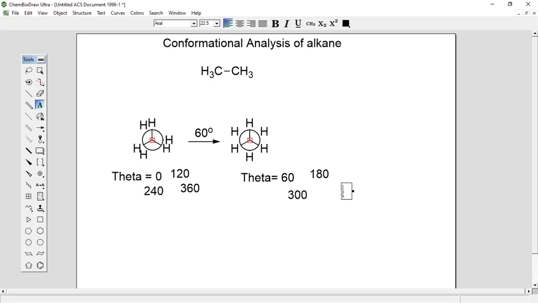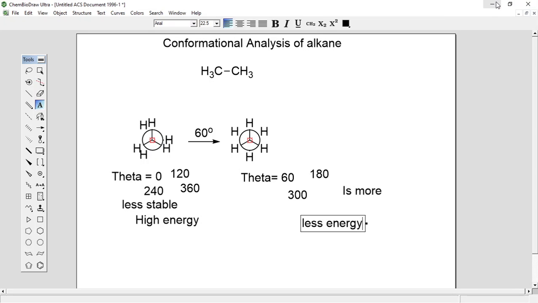So this eclipsed conformation is a high energy conformation, while this staggered conformation is a low energy conformation. High energy means less stable, less energy means more stable. And the energy difference between these two conformations, eclipsed and staggered, is 3 kilocalories per mole.